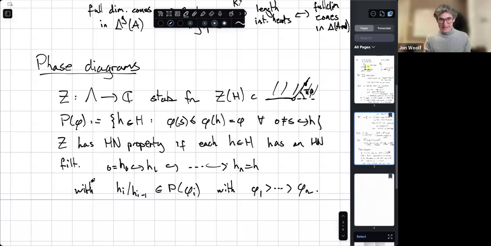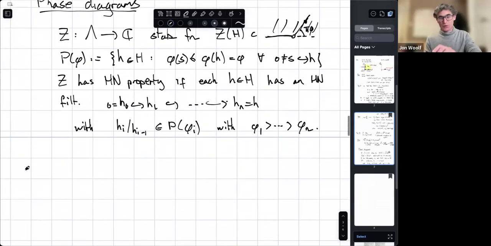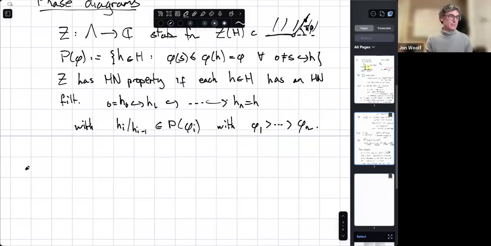Okay, so the basic data for a Bridgeland stability condition would be a heart plus a stability function with the HN property and also with the support property, which I'm not going to talk about because it doesn't feature here. And the theorem is that if I take one of these things, so let's suppose that Z is a stability function with the HN property.